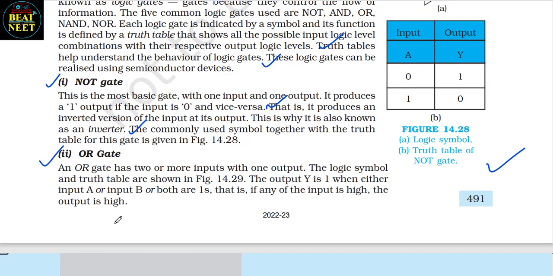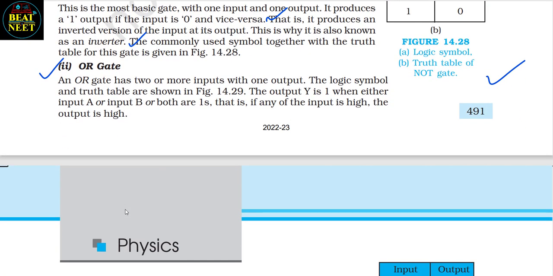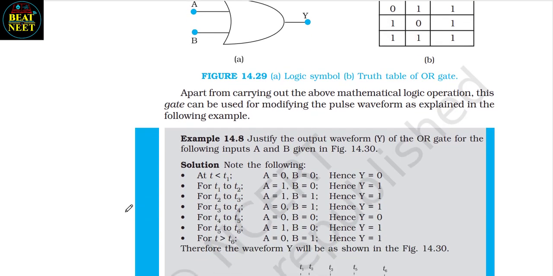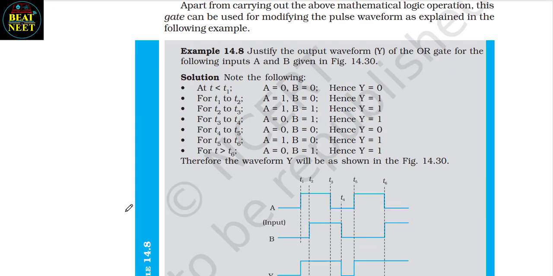Number 2, OR gate. An OR gate has two or more inputs with one output. The logic symbol and truth table are shown in figure 14.29. The output Y is 1 when either input A or input B or both are 1. That is, if any of the inputs is high, the output is high. Apart from carrying out the above mathematical logic operation, this gate can be used for modifying the pulse waveform as explained in the following example. Here you can see the example.